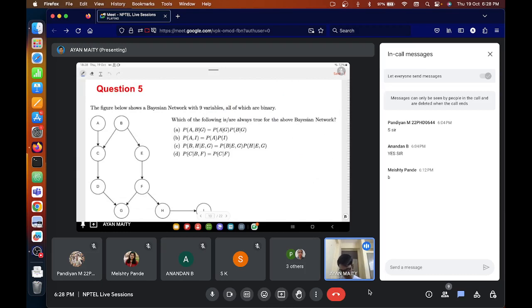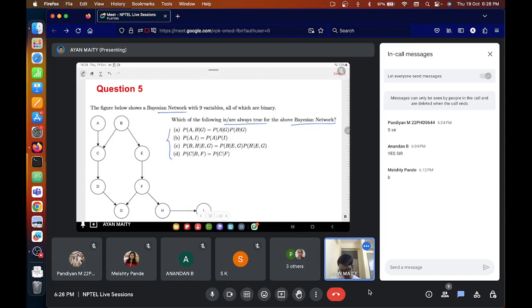So this is a Bayesian network given in this diagram with 9 different variables. All variables are binary variables. Which of the following is or are always true for the above Bayesian network? 4 statements regarding the conditional independence of the variables are given here, options A, B, C, D.